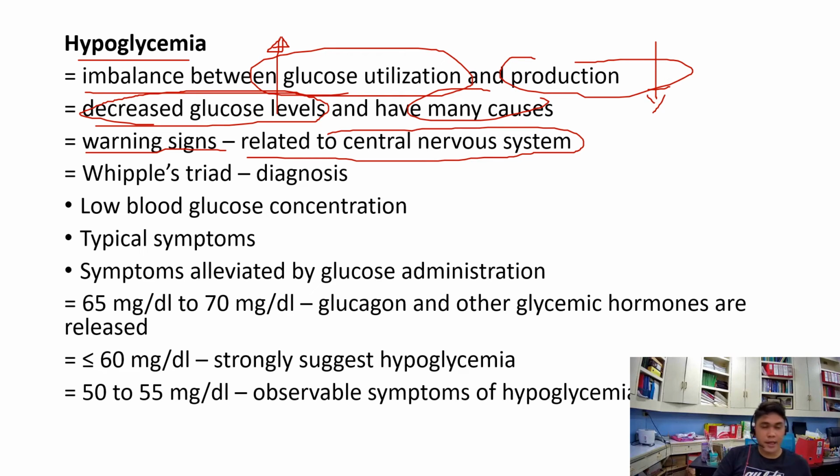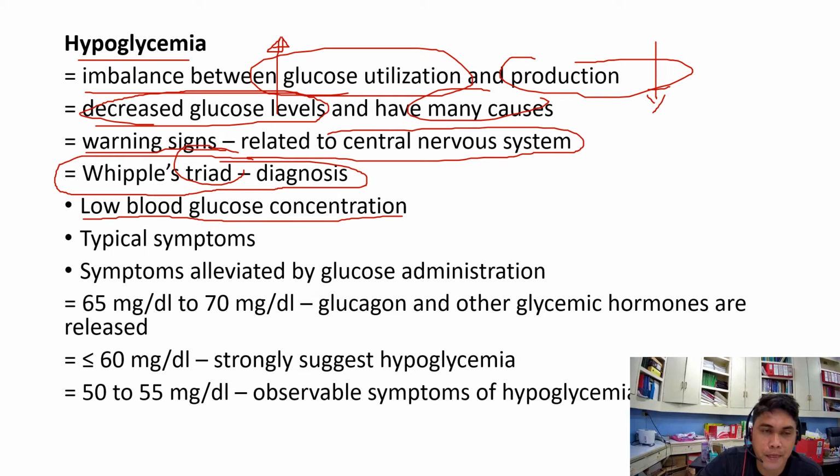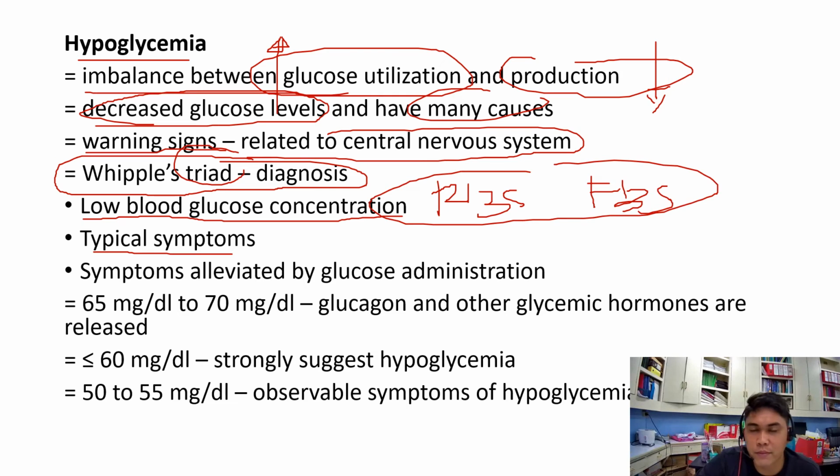Next, Whipple's triad. To diagnose hypoglycemia, you're going to use Whipple's triad. When I say Whipple's triad, you have three parameters. First is low blood glucose concentration, then typical symptoms. For low blood glucose concentration, you can use RBS or FBS. If the result of RBS or FBS is below 60, that strongly suggests hypoglycemia.